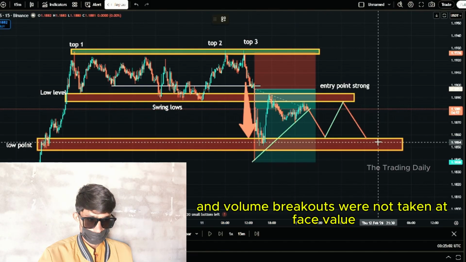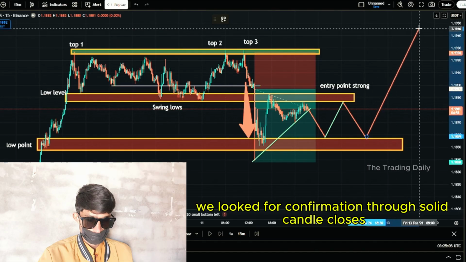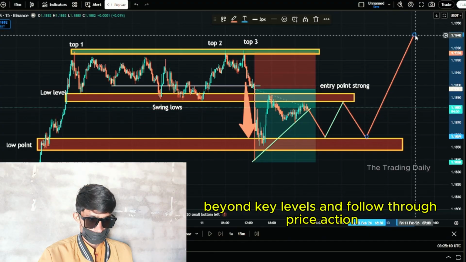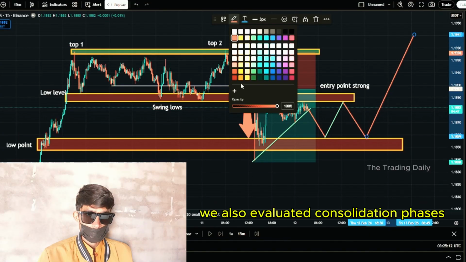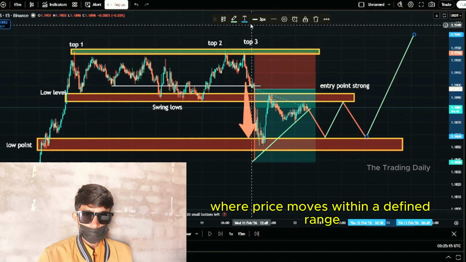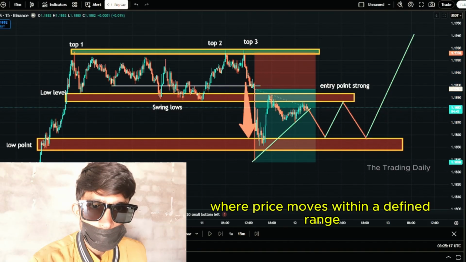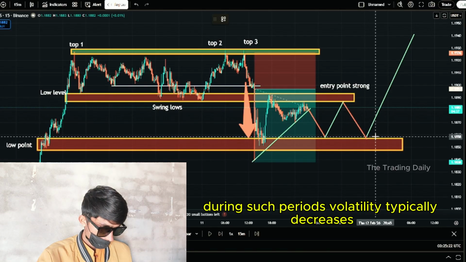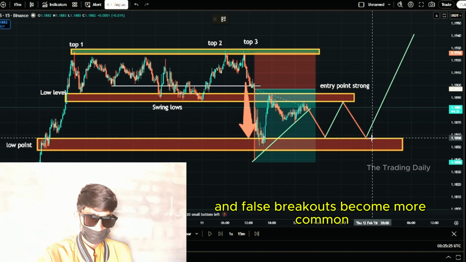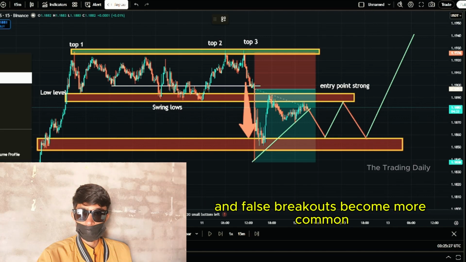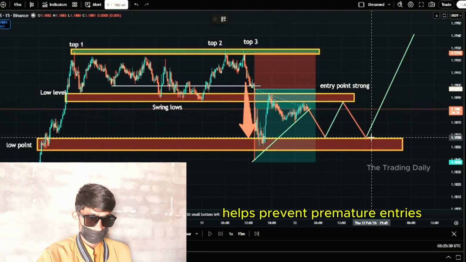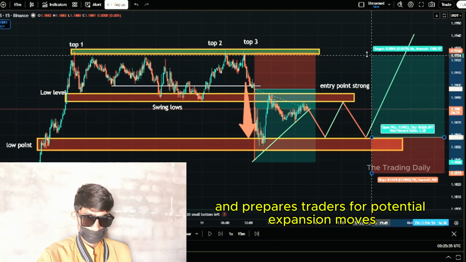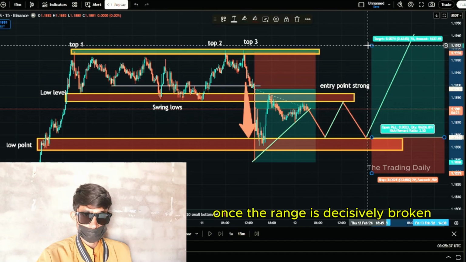Breakouts were not taken at face value. Instead, we looked for confirmation through solid candle closes beyond key levels and follow-through price action. We also evaluated consolidation phases, where price moves within a defined range, forming a balance between buyers and sellers. During such periods, volatility typically decreases and false breakouts become more common. Understanding consolidation helps prevent premature entries and prepares traders for potential expansion moves once the range is decisively broken.